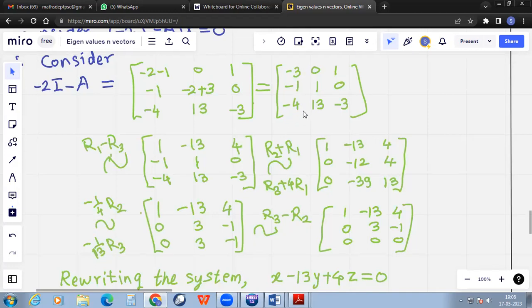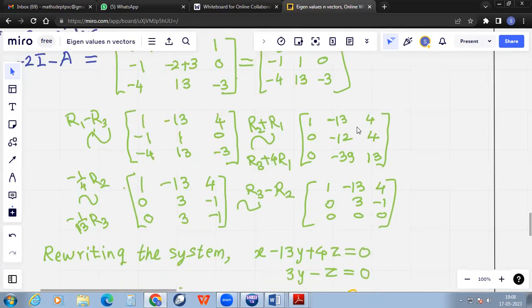So it's better if I subtract R1 minus R3. So it will be minus 3 plus 4, which gives me plus 1 here. That is the strategy. You are observing minus 3 plus 4 gives me a 1. This is 0 minus 13, which gave me minus 13, and 1 minus minus 3 makes it plus 4. Remaining rows I have written as they are.